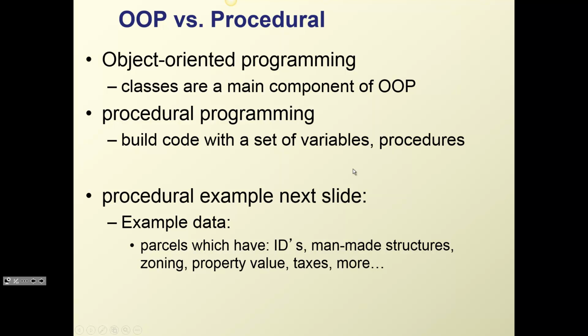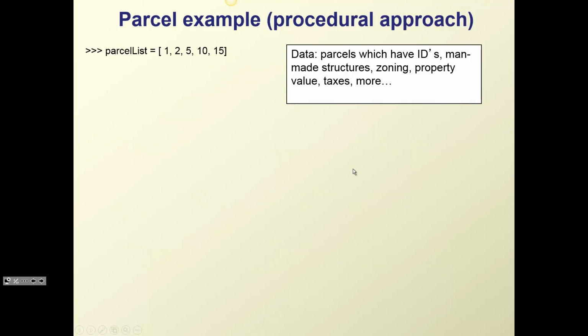We'll talk about this in terms of a concrete example, to make it a little more solid. Suppose you have a set of land parcels, and the parcels have IDs, they may have structures on them, they have zoning, assignment, a value associated with them, tax values, things like that. If you're using structures to describe the parcels in your code, you may think in terms of a list. So you have a set of IDs. Let's make a list of the parcel IDs. So we have our parcel list here.